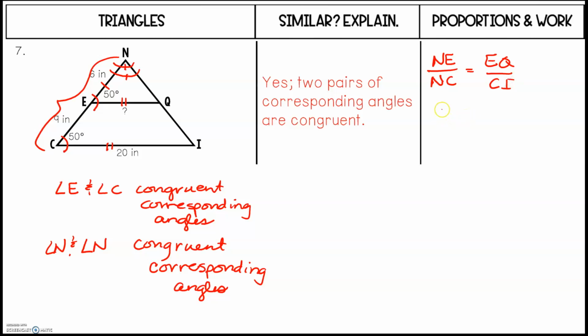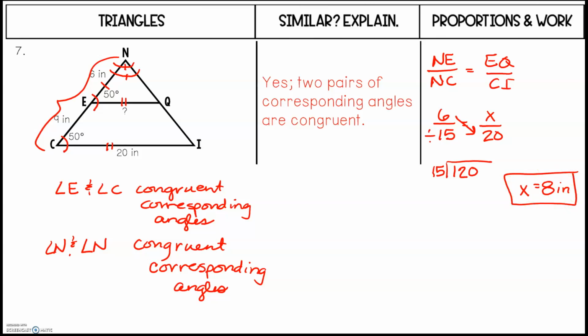Replace those letters with their lengths. So I have 6 to 15 is equal to some number to 20. Then we cross multiply and divide. So 6 times 20 is 120. We're going to divide by 15, and 15 goes into 120 exactly 8 times. So the length of that missing side is 8 inches.